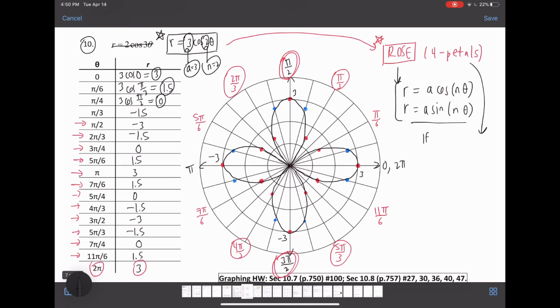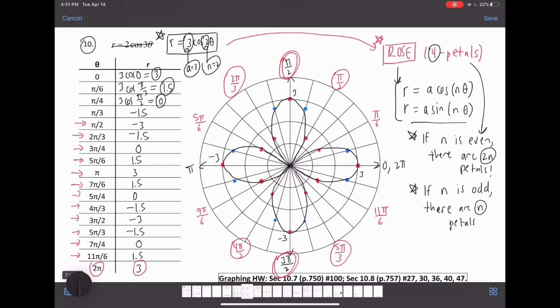If n is even, there are 2n petals. So we had an even n value. n was 2, so we had 4 petals in this rose. If n comes out to be odd, you actually have just n petals. There are n petals. So if I had left this equation how it originally looked, the 2 cosine 3 theta, it would have been a 3-petal rose as it was originally.